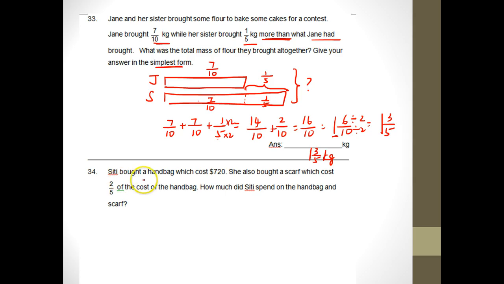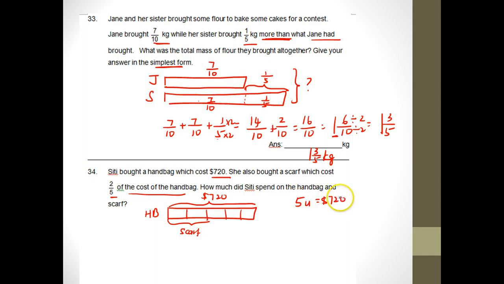Question 34. Siti bought a handbag which cost $720. She bought a scarf which cost 2/5 of the cost of the handbag. So I have a handbag which costs 720. A scarf costs 2/5 of the handbag. So the handbag is 5 units. This is the scarf, which is 2 units. So I know 5 units is my 720. 1 unit will be 720 divided by 5.